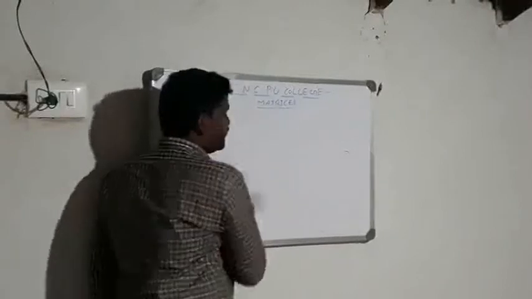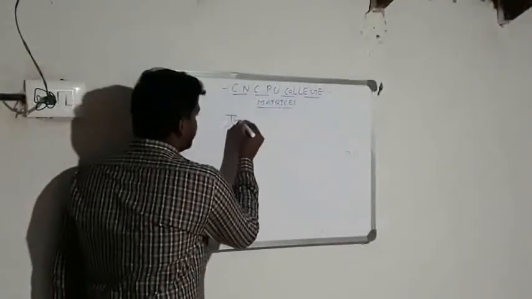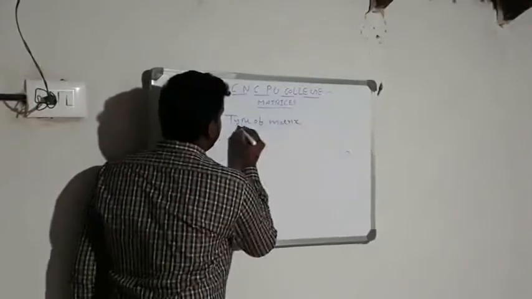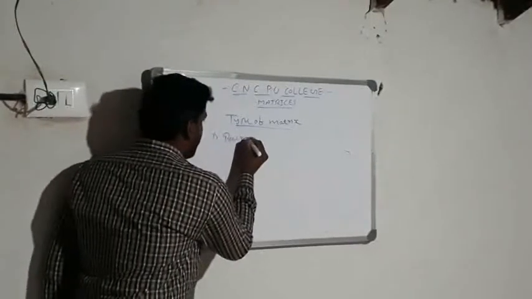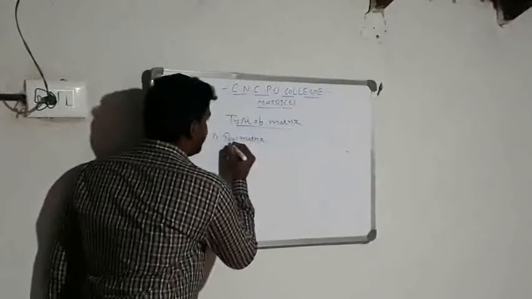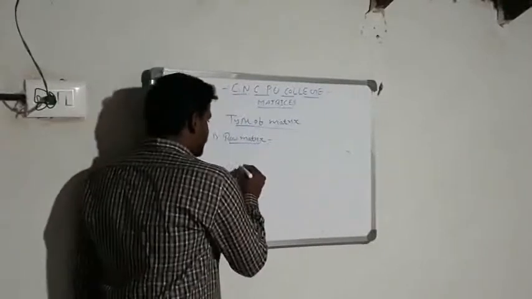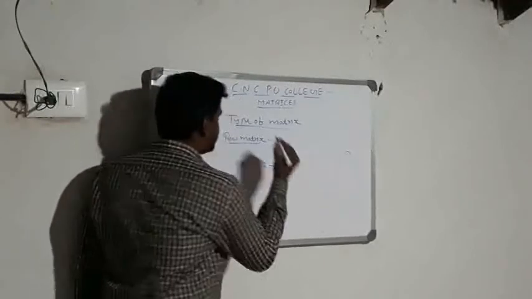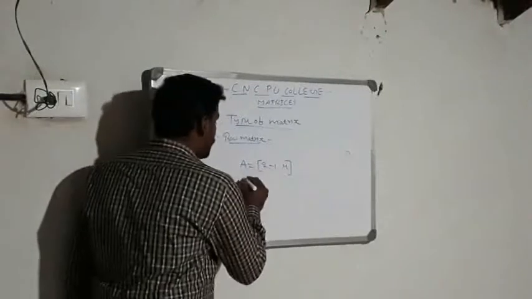Next we have to see types of matrix. There are several types of matrix. First one is row matrix. For example, the matrix A is equal to 2, minus 1, 4 is a row. It is called a row matrix.